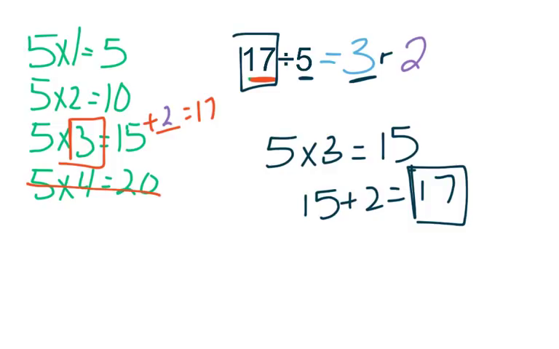So one way for me to figure out what my quotient is going to be and what my remainder is going to be is by listing my multiples. I list my multiples, I find what falls just below my dividend, and then what do I need to add in order to get that number.